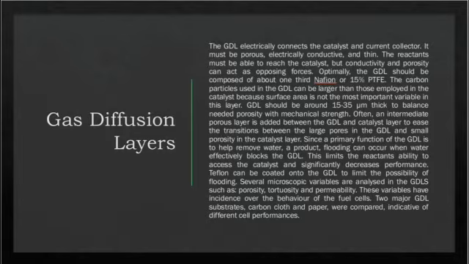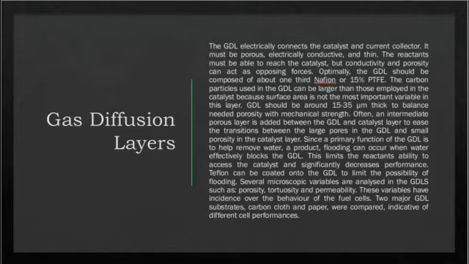The carbon particles used in the GDL can be larger than those employed in the catalyst because surface area is not the most important variable in this layer. The gas diffusion layer should be around 15 to 35 micrometers thick to balance needed porosity with mechanical strength. Often, an intermediate porous layer is added between the gas diffusion layer and catalyst layer to ease the transition between the large pores in the gas diffusion layer and the small porosity in the catalyst layer.